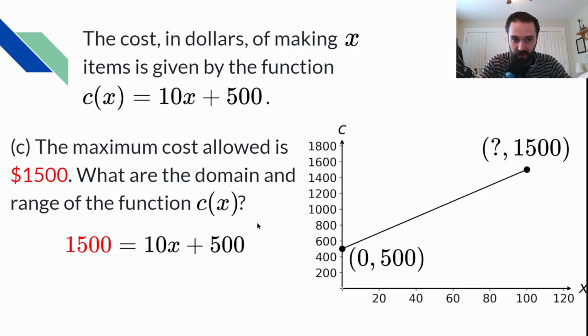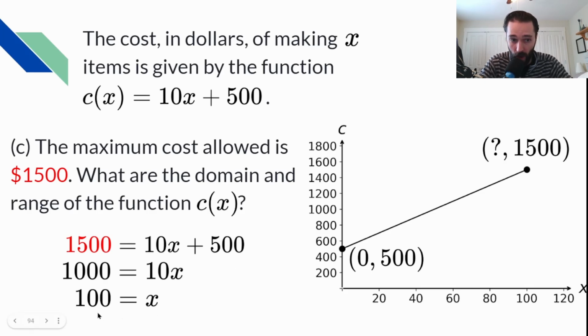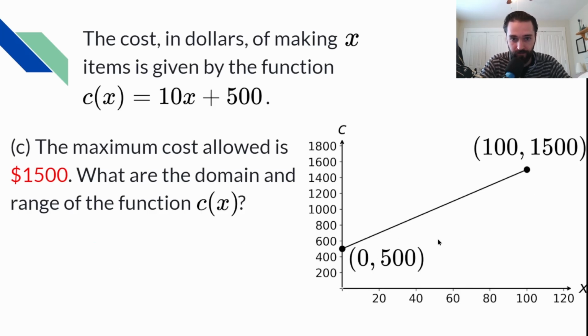So what we do is we subtract 500 from both sides, and we get 1000 equals 10x. We're isolating x on the right-hand side. And then we divide both sides by 10, and we get x equals 100. So that's the missing value we're looking for. The point (100, 1500) is on this graph, and it defines the boundary of the domain and range, just like this point does over here as well.